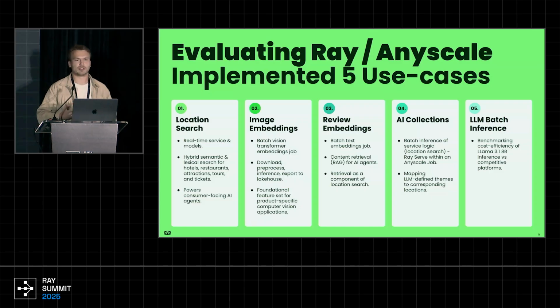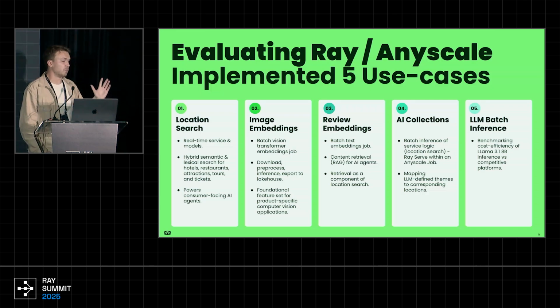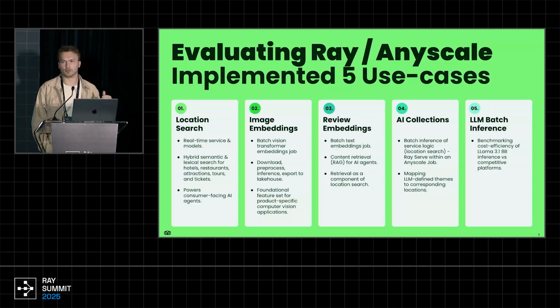But to get past intuition to some more concrete numbers, in Q1 of this year, we ran a proof of concept in which we implemented several use cases with Anyscale platform in order to draw comparisons back to Kubeflow pipelines and then FastAPI and ML server. We implemented one of our real-time AI services, which powers a location search use case for many of our AI products. This is performing hybrid semantic and lexical retrieval over our various location types along with their associated reviews, and then re-ranking in order to provide the best possible recommendations for a user query.